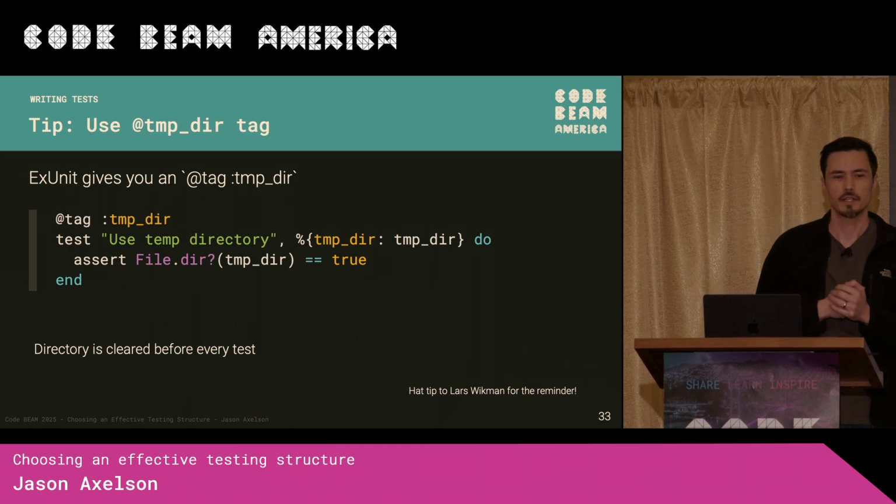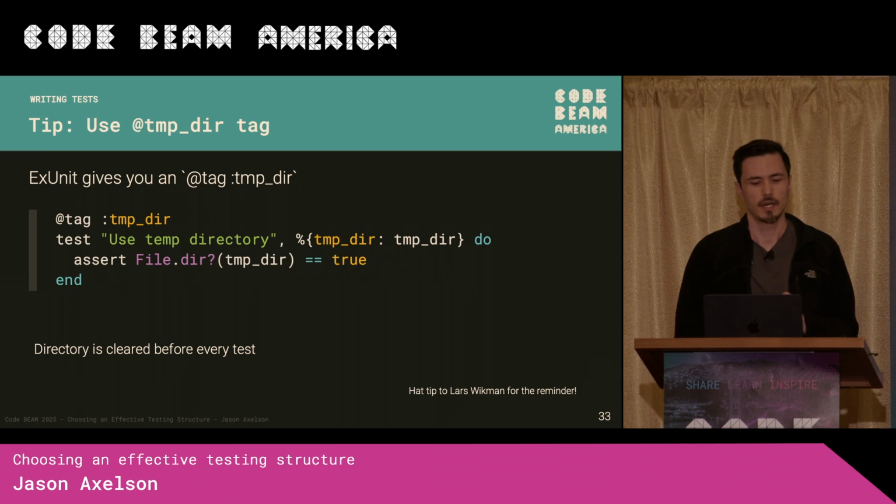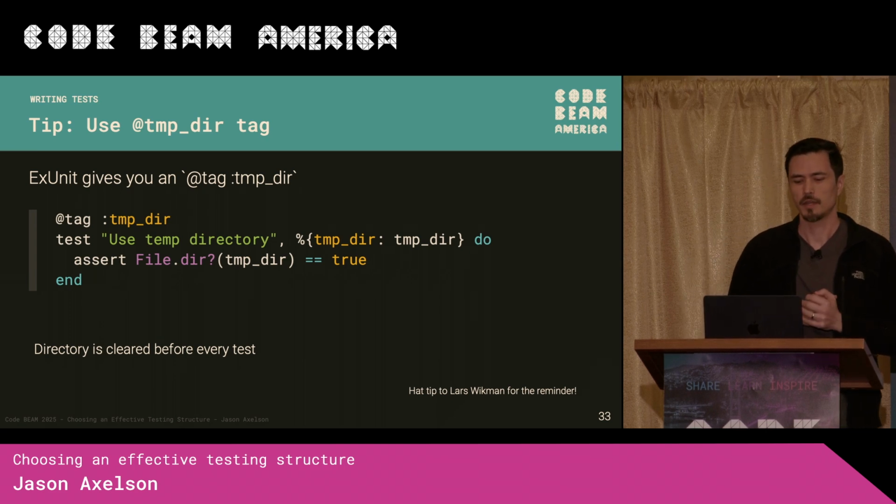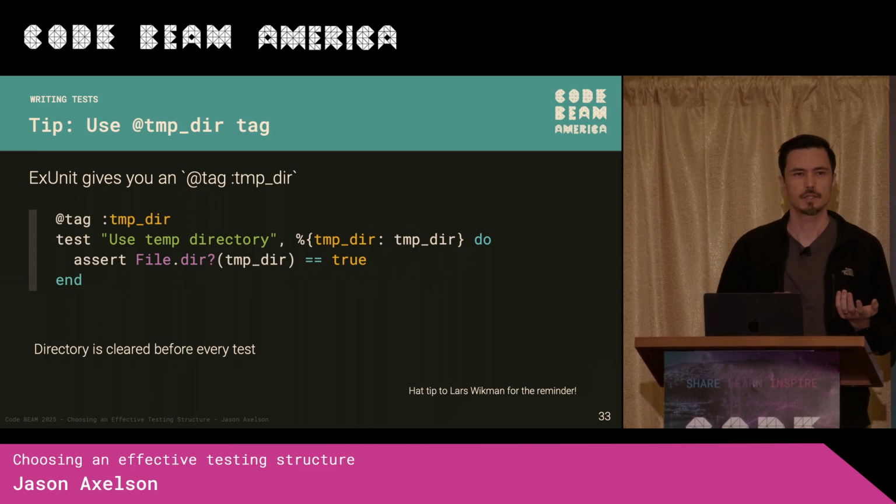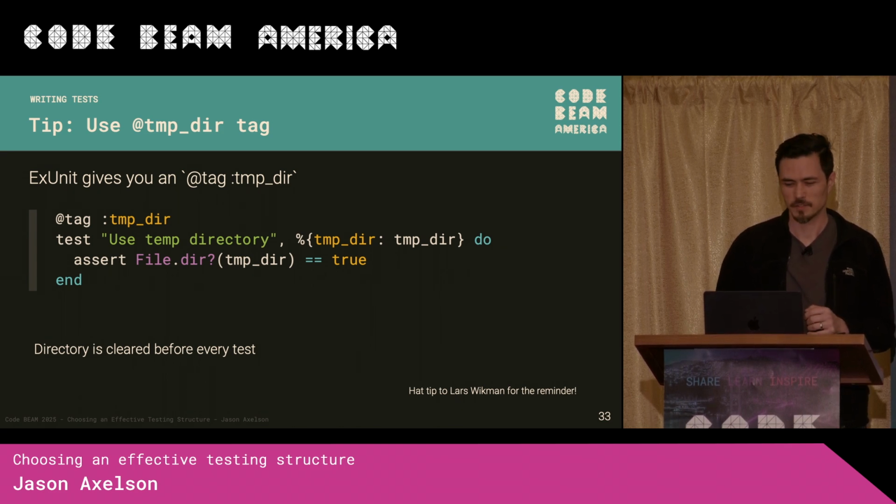Also, did you know that XUnit has a built-in temp directory feature? If you tag your test with temp directory, then you'll get a temp directory specific to that test, and it'll get cleared out before every test, and you don't even need to bring in a library. Yeah, thank you to Lars for this tip.